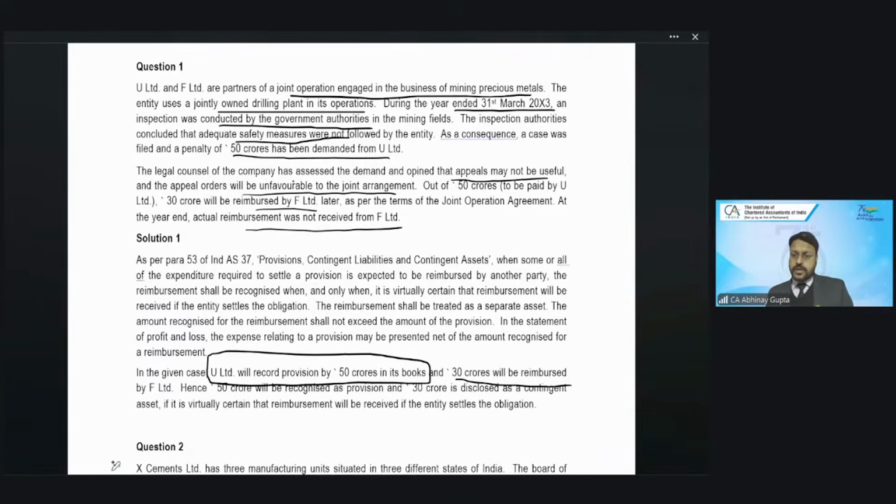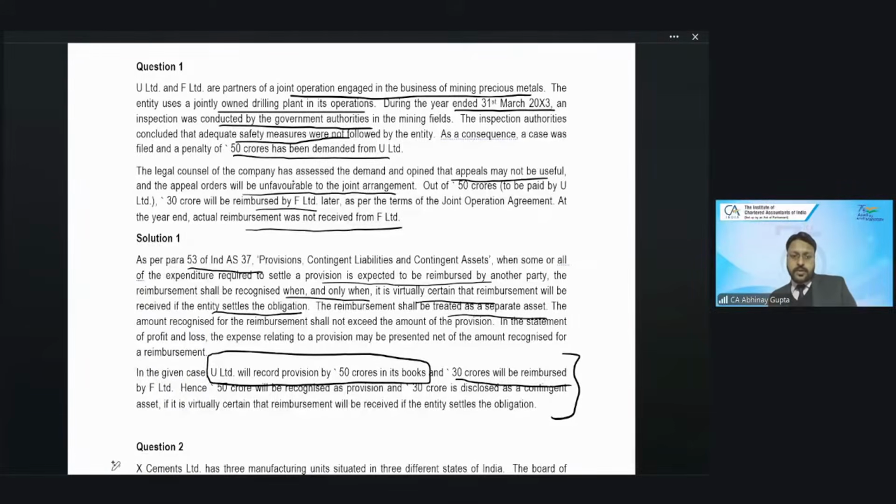So this is the conclusion. But what is the support for our conclusion? As per para 53 of Ind AS 37, Provisions, Contingent Liabilities and Contingent Assets, when some or all of the expenditure required to settle a provision is expected to be reimbursed by another party, the reimbursement shall be recognized when and only when it is virtually certain that reimbursement will be received if the entity settles the obligation. The reimbursement shall be treated as a separate asset.